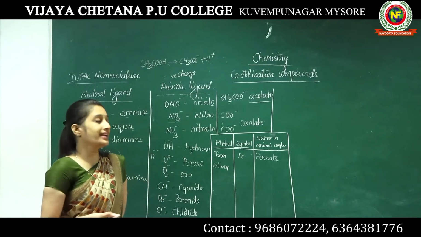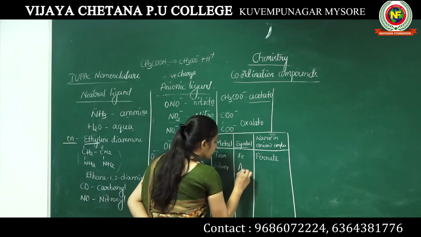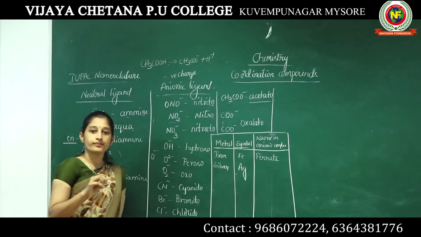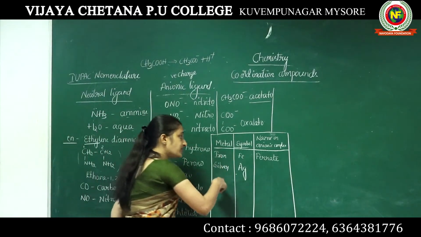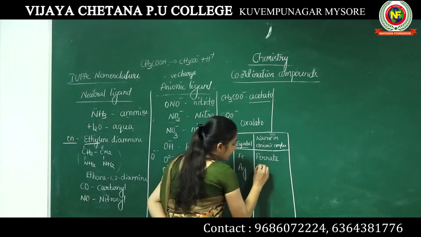What is the formula for silver? Ag. What is the name of silver in anionic complex? Argentate.